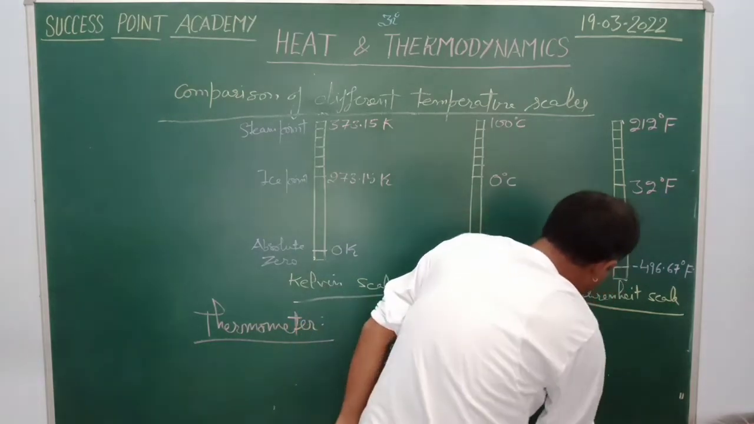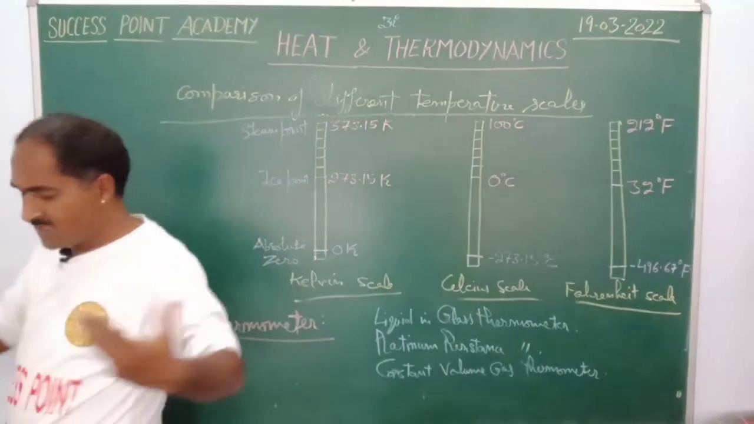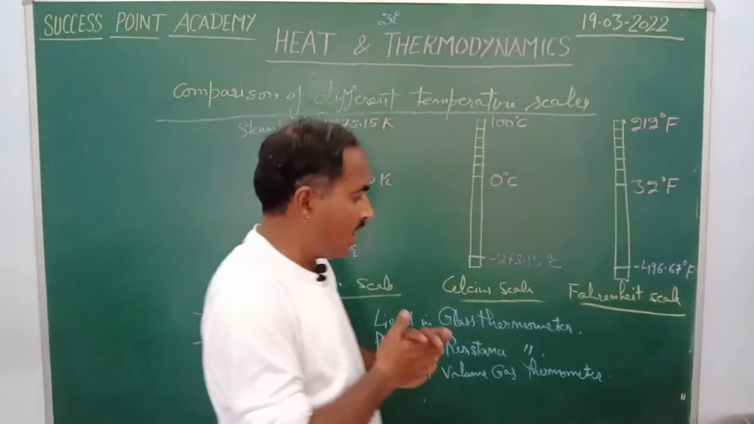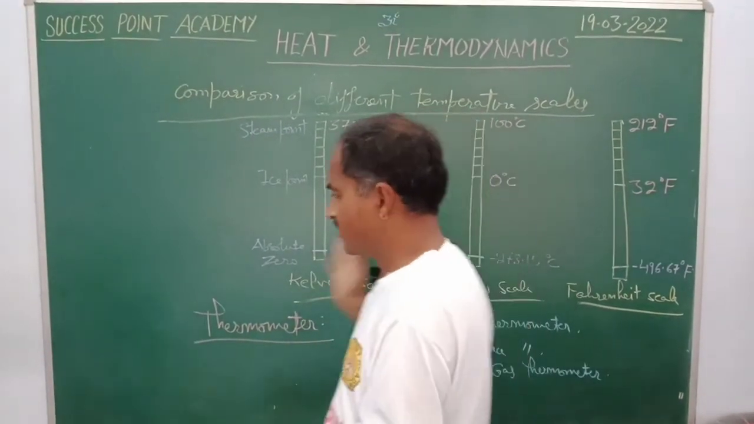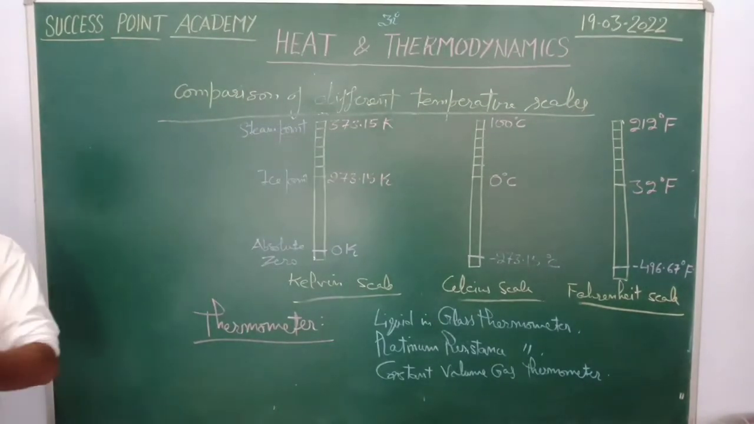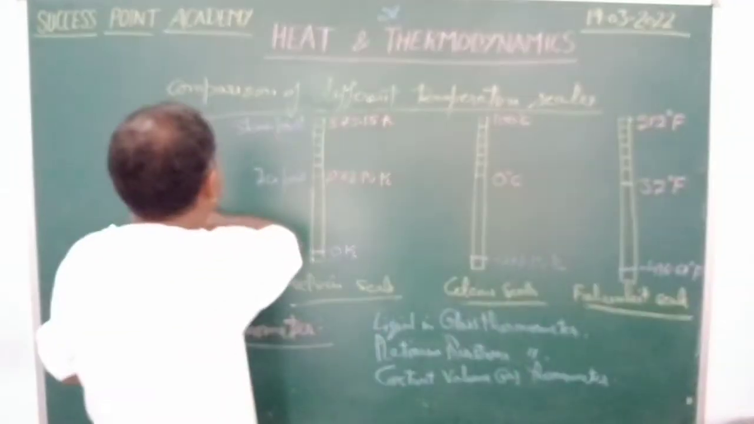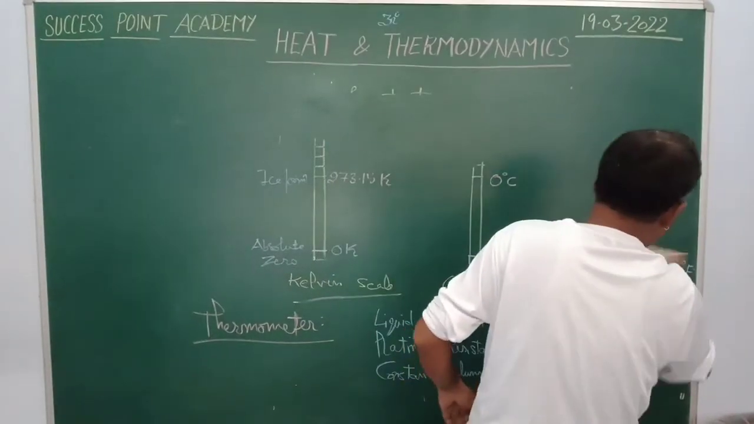These are the basic gadgets or devices which work on certain parameters. Okay? So this is what we have on temperature scales, how we measure them. Then we have heat and calorimetry. Next topic is heat and calorimetry.